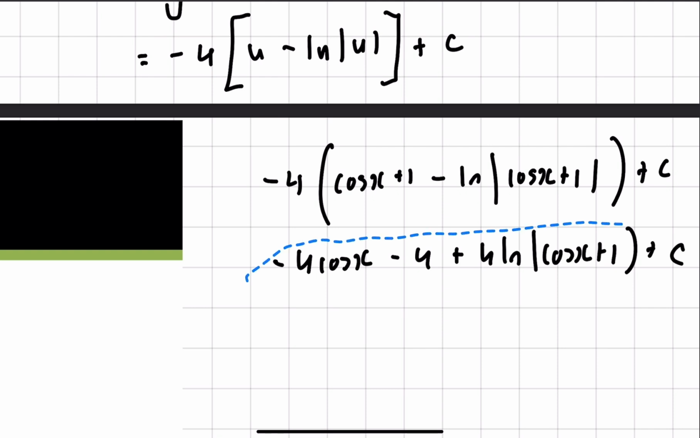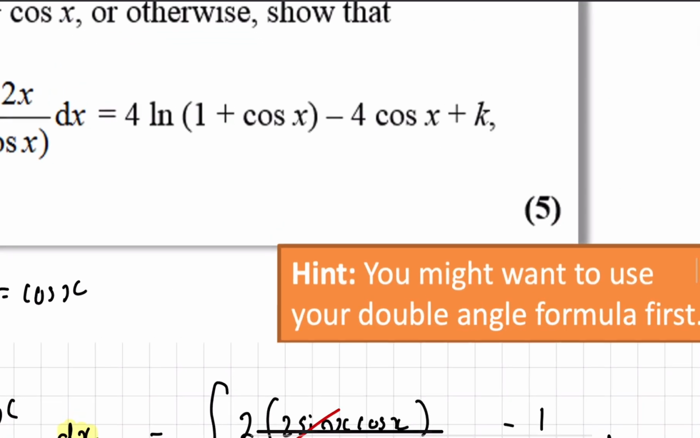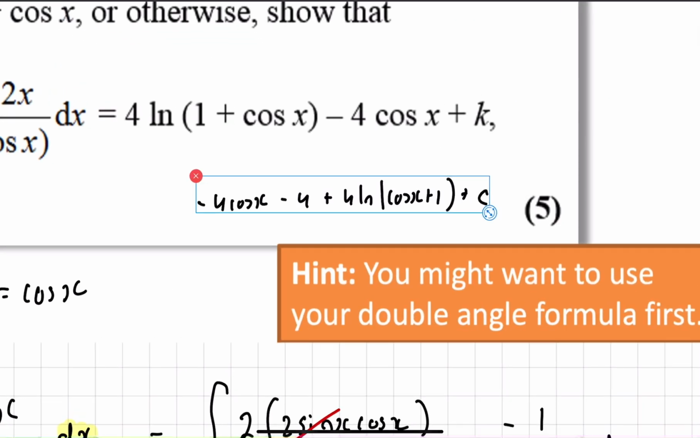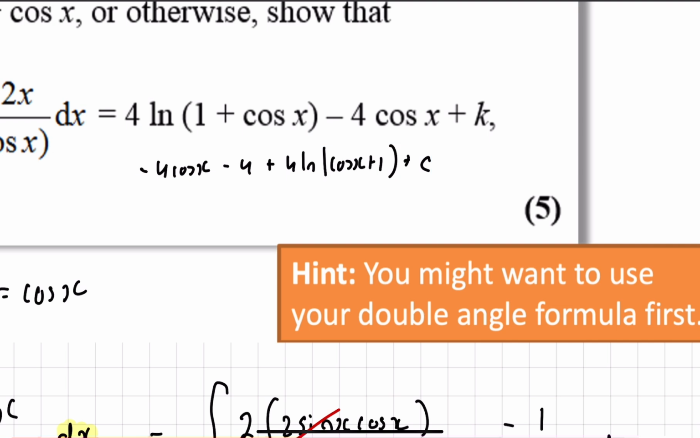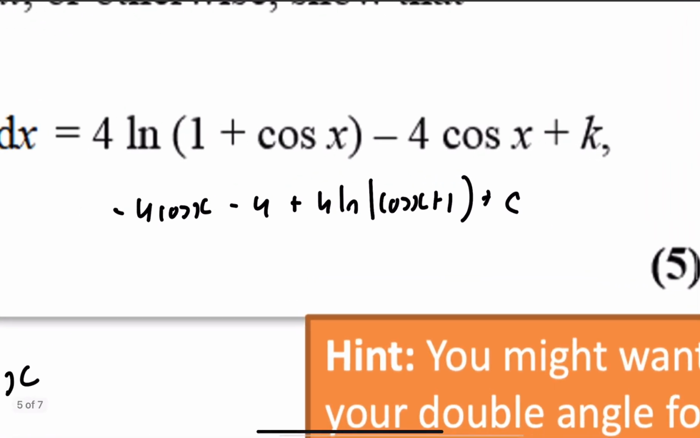Fantastic. Let me just copy and paste that. Let's go back to the original question. And we are done. What do we have here? Cool, we've got the minus 4 cos x here. The plus k, I guess, is minus 4 plus c. Fine.